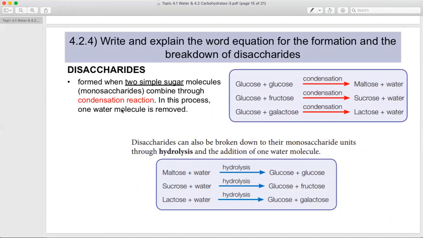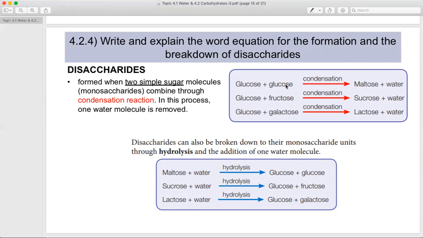Okay. So, condensation reaction adalah satu proses di mana dua simple sugar or two monosaccharide will combine together and akan produce satu molecule of disaccharide with removal of one molecule of water. So, awak kena hafal ni.